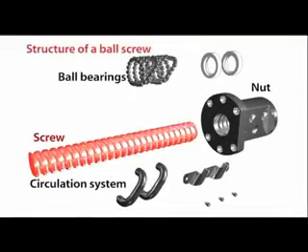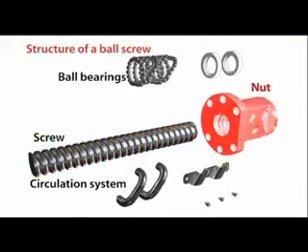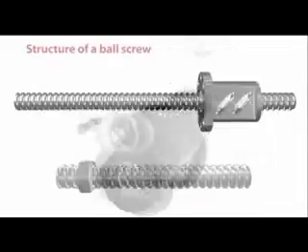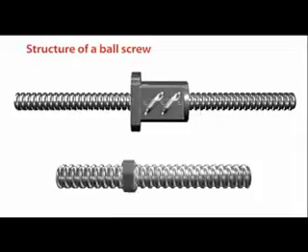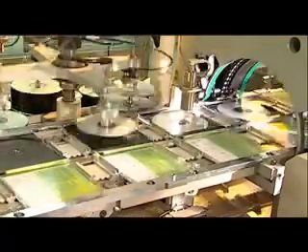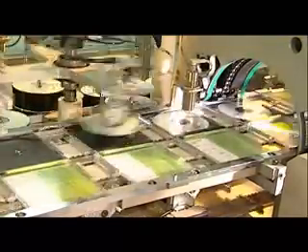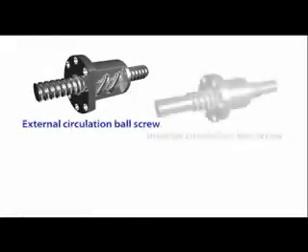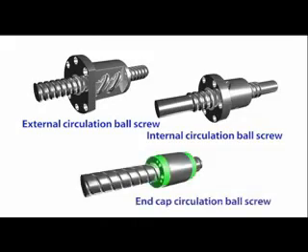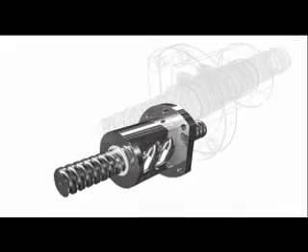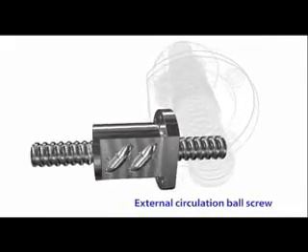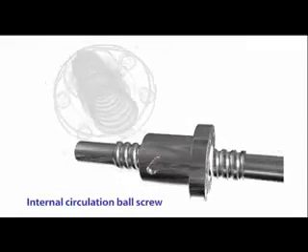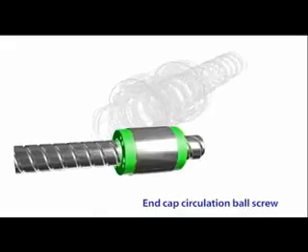Ball screws are composed of screws, nuts, a recirculation system, and ball bearings. They are low-friction transmission elements that can be used to convert rotational motion to linear motion, or to convert torque to axial reciprocating action. There are three types of ball screws, which differ in how their ball bearings circulate. External circulation ball screws, internal circulation ball screws, and end cap circulation ball screws.